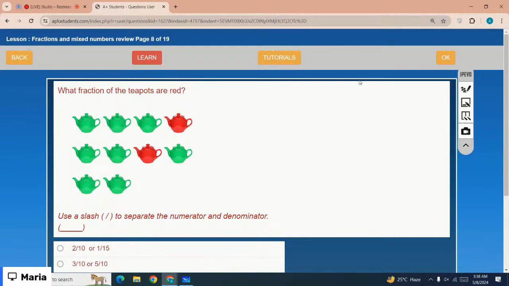What fraction of the teapots are red? Which is the correct option? That would be 2 out of 10. The correct option is 2 out of 10 or 1 out of 5. This is 1 out of 5, not 1 by 15, right?